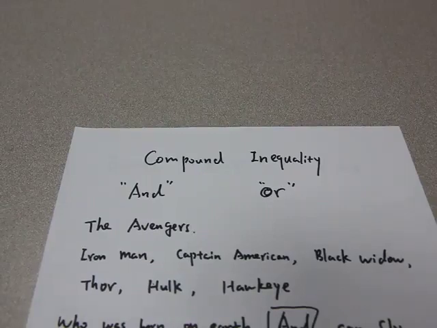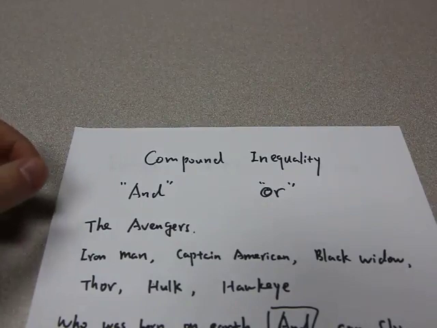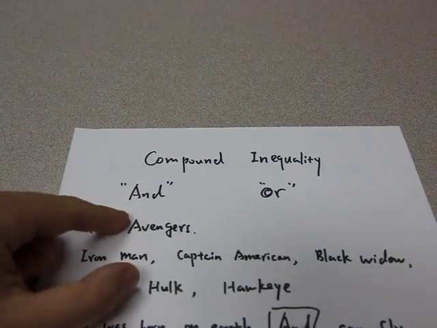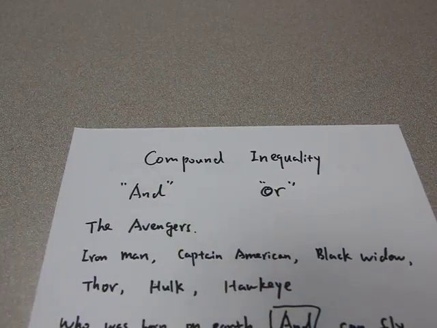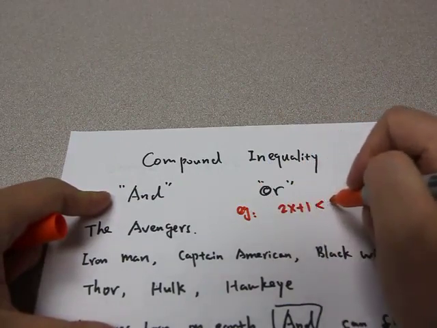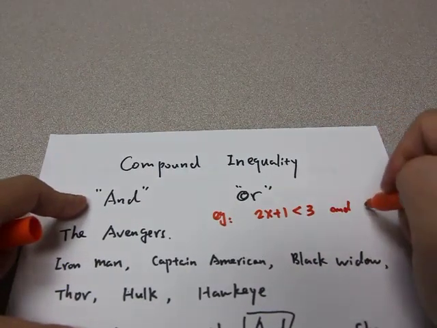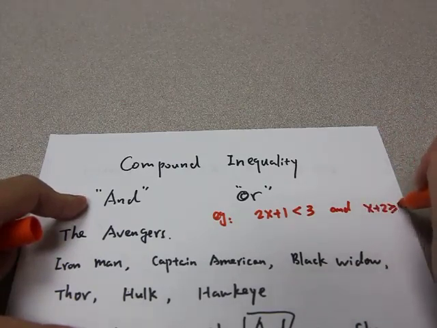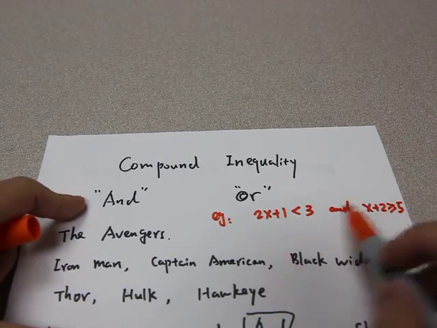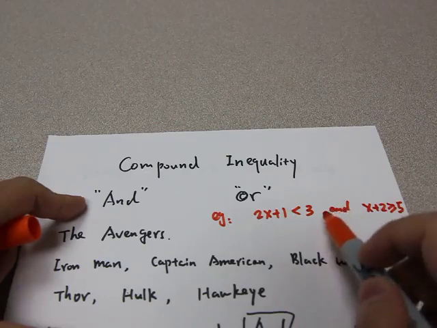Okay, in this video, I'm going to show you how to solve compound inequalities. A compound inequality consists of two inequalities, and these two inequalities are connected by a word, and this word could be "and" or "or". So, for example, 2x + 1 < 3 and x + 2 ≥ 5. This is an example of a compound inequality. In this example, these two inequalities are connected by the word "and".